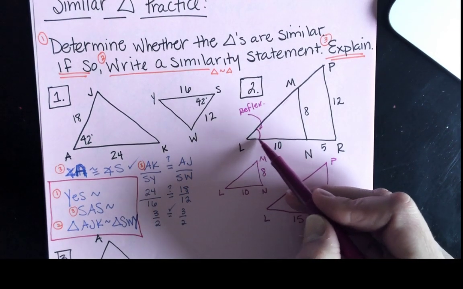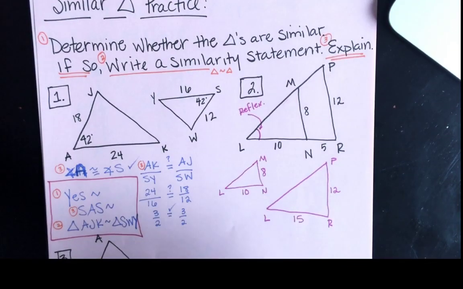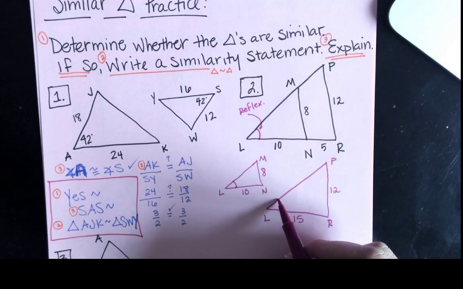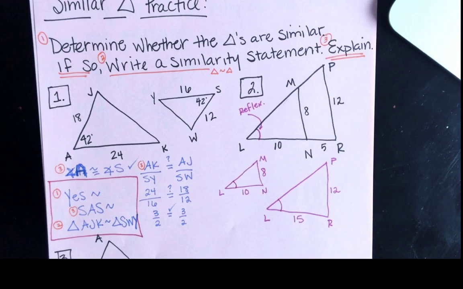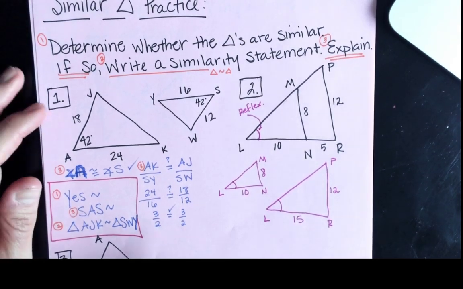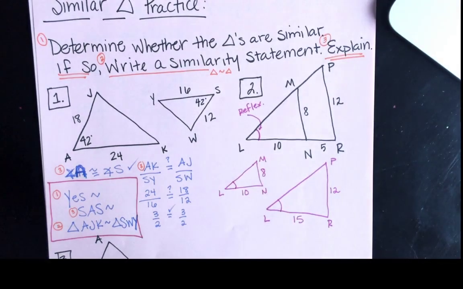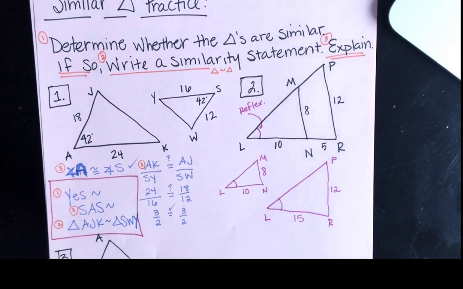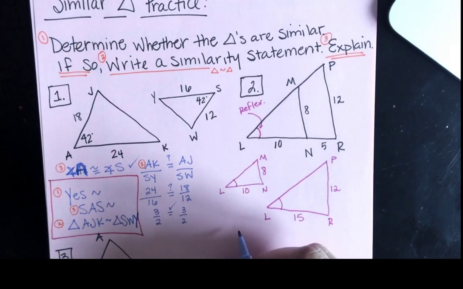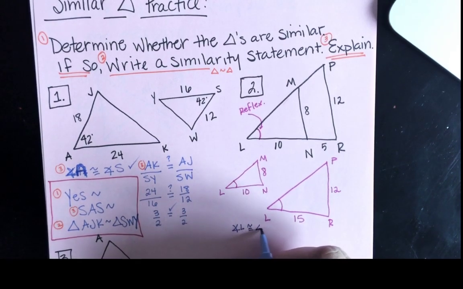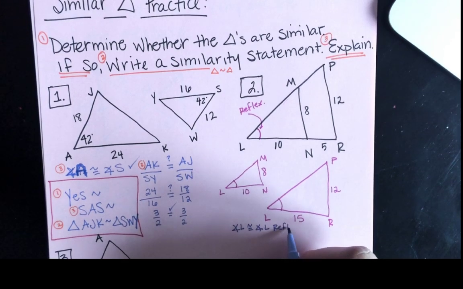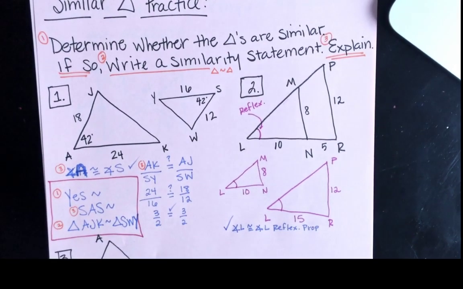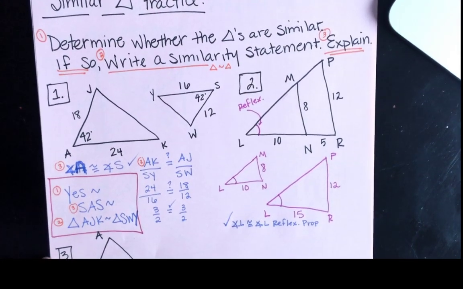So we now have this angle L that actually gets included in both triangles. So we have our reflexive angle that shows up in both. Angle L is congruent to angle L. So we have that, and that is reflexive, so we are allowed to do that. So we do have congruent corresponding angles. So yay.